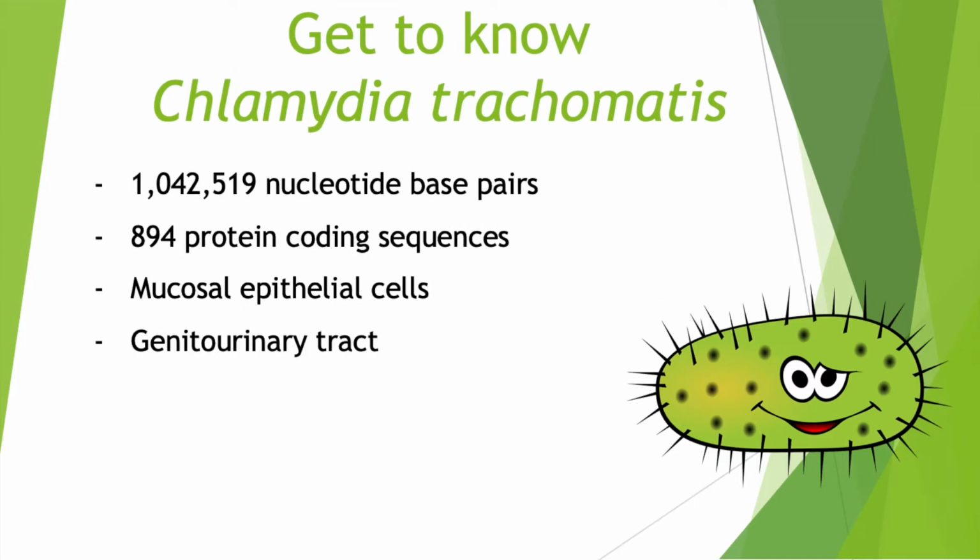Chlamydia trachomatis consists of about 1,042,519 nucleotide base pairs and about 894 protein coding sequences. Chlamydia trachomatis infects the mucosal epithelial cells, typically in the genitourinary tract. It can also infect the epithelial cells in the oral cavity and the eye. It's very unlikely, though, because this bacteria prefers the genital region.